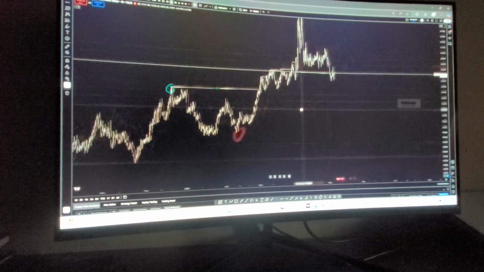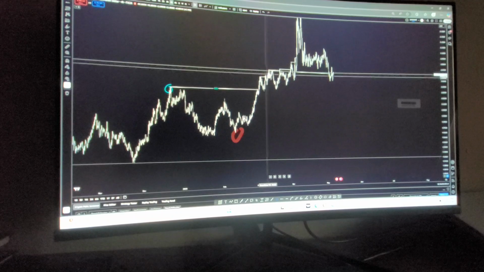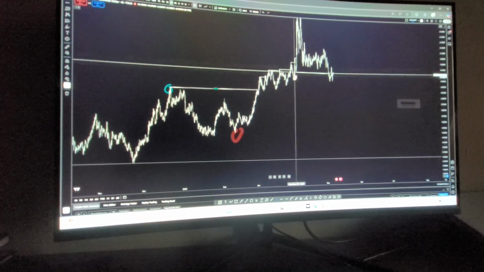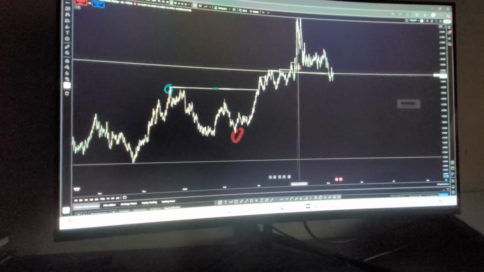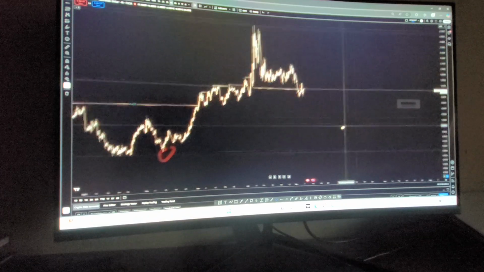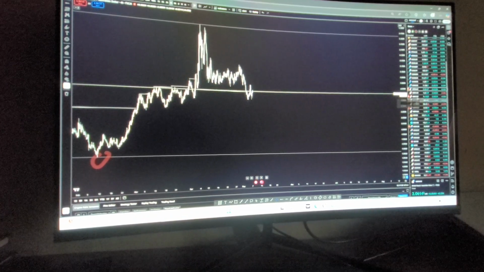You can keep seeing again, price created another strong low, took out the weak high, created strong low, took out the weak high, and so on. That is simple. Now let's see if we can check another pair for a bearish trend.